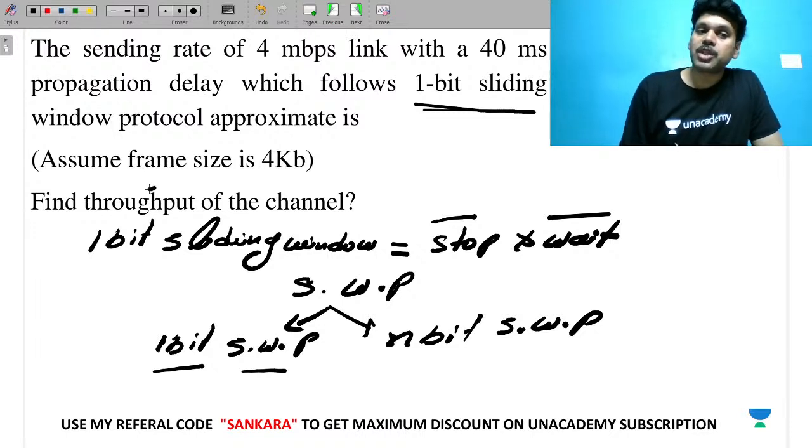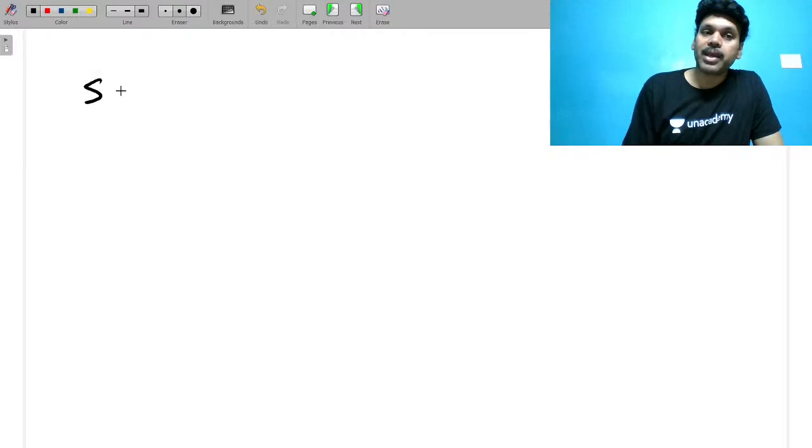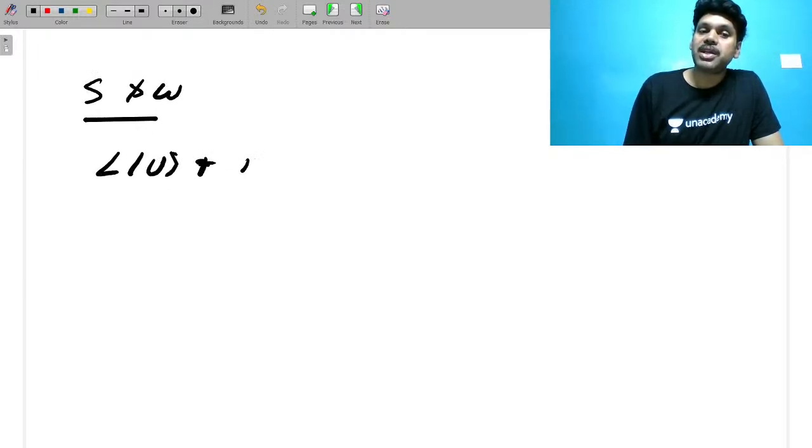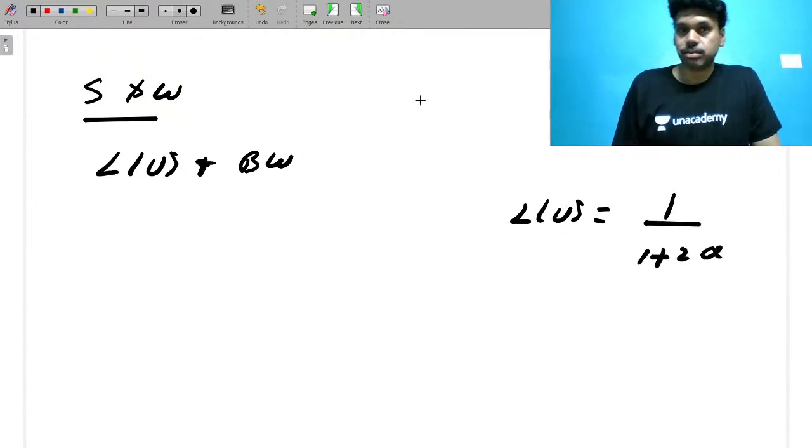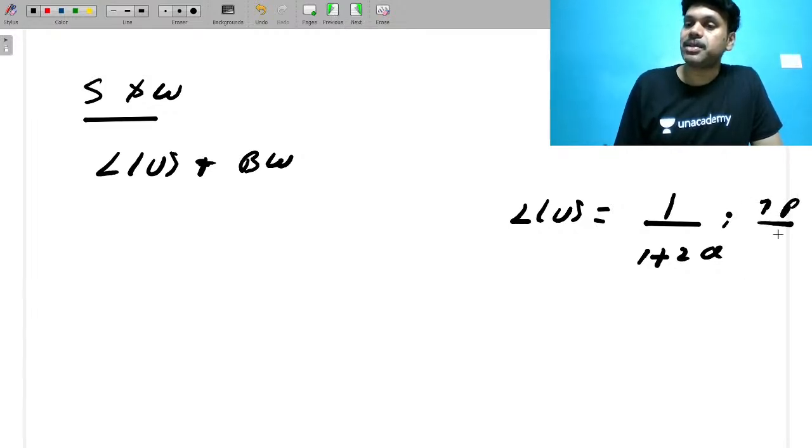Now he is asking throughput. What is the throughput equation in a stop and wait? In a stop and wait, what is your throughput? Link efficiency into bandwidth. You need to calculate link efficiency now. So link efficiency in stop and wait is 1 by 1 plus 2a. So what is a? TP by TT. This is your a.